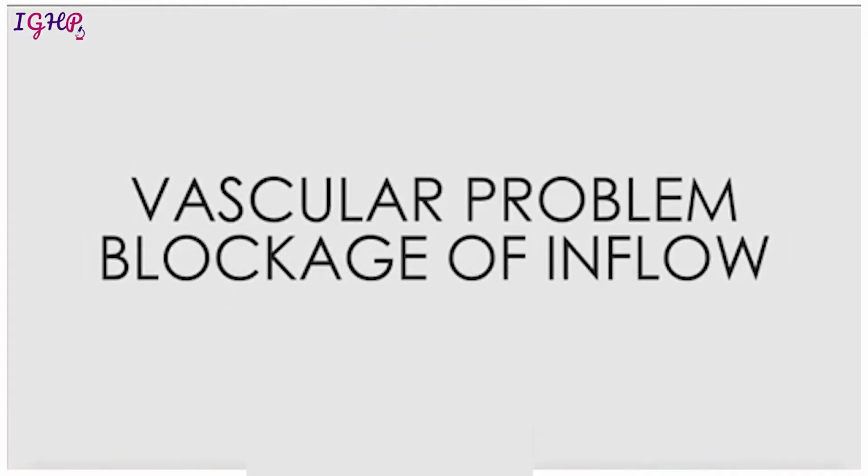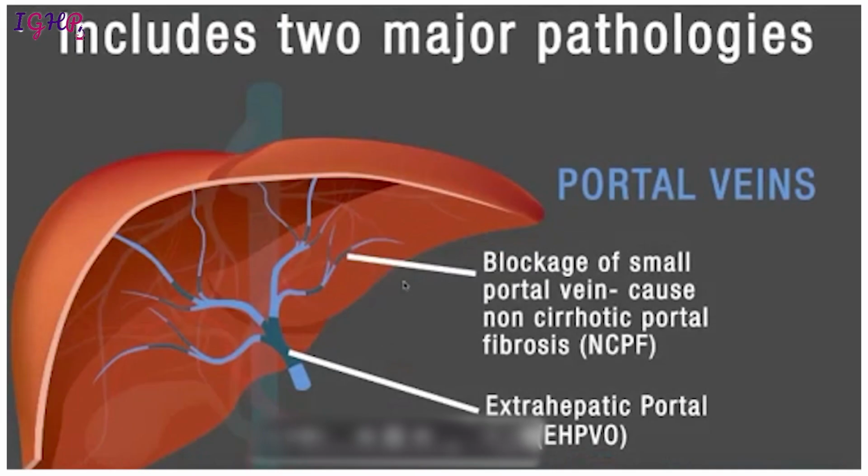Now next is if there is a problem with the inflow. When there is blockage of the inflow, this includes two major pathologies. One is extrahepatic portal vein obstruction, that is EHPVO, when the blockage occurs in the major portal vein, or it could be blockage of small portal veins, which causes non-cirrhotic portal fibrosis. This is very important from the Indian perspective, because this is one disease which has originated from our country, and which was identified by Dr. Sarin et al., Dr. Nayak et al., and Dr. Ramalingaswami et al., who identified these patients.